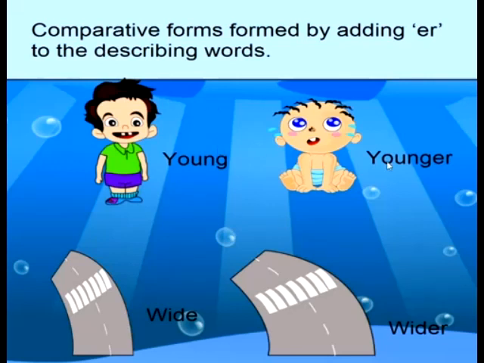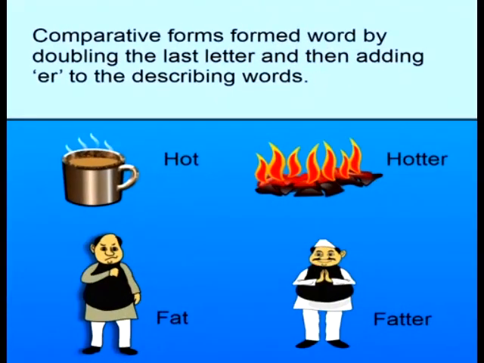For young, you can add er, you get younger. Wide, wider. Now, for some words, you double the last letter and then you add er. So hot, hotter, we repeated the T and then we added er. Fat, fatter, we repeated the T and then we added er. Here we're comparing the coffee and the fire and we're comparing two people.